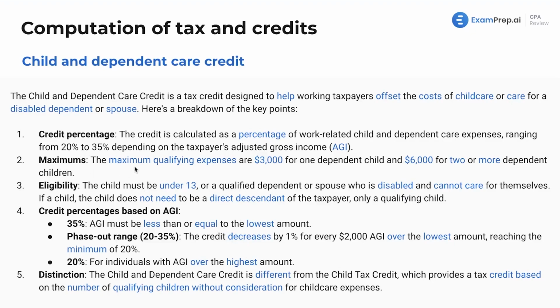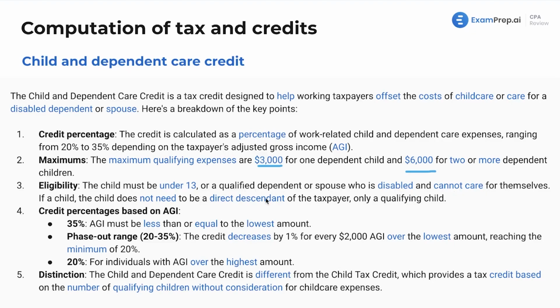Now, the maximum qualifying expenses are $3,000 for one dependent child and $6,000 for two or more dependent children. So at minimum here, you're going to have $3,000 for one child, 3,000 times two for two children, but anything over two children is still capped at 6,000. For eligibility here, the child must be under the age of 13 or a qualified dependent or spouse. We will dive into it more on that specific slide, but for the child and dependent care credit, children need to be under 13, whereas for the child tax credit, that's under the age of 17. So again, just a difference there, but we will dive into those more as we see them.